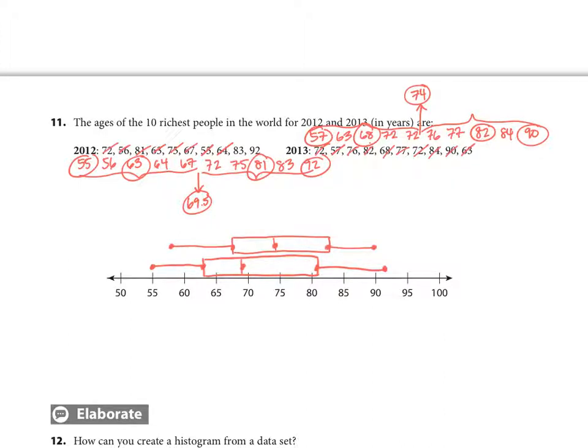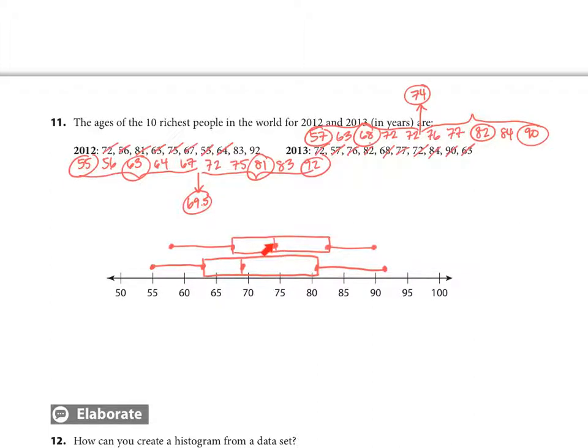So we can say that the 2012 data here on the bottom has a bigger range. You can see that the box and whisker plot is longer. It starts at a lower value and it ends at a higher value. It has a bigger range. Also it looks like the box is slightly bigger. So this is our IQR, and the IQR is also slightly bigger.